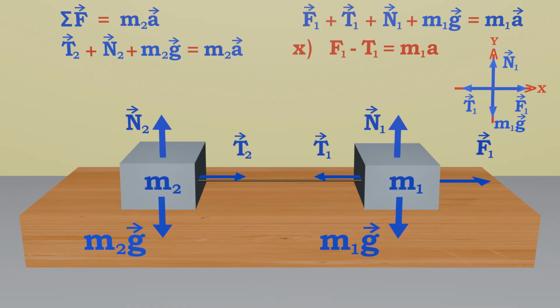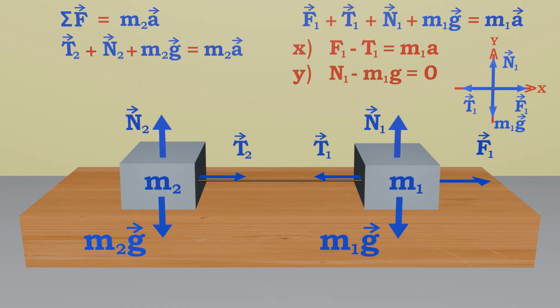Now, let's write Newton's second law for this object along the y-axis. N1 minus m1g equals 0. The negative sign before m1g, of course, indicates that this force is directed opposite to the y-axis. Since the object has no acceleration along the y-axis, we directly substitute 0 for the mass times acceleration. Let's write similar equations for the second object.